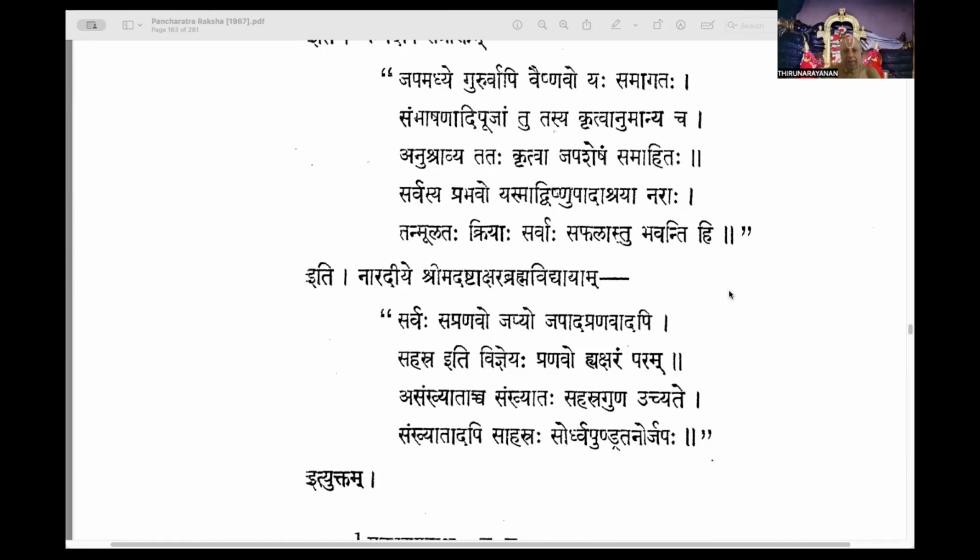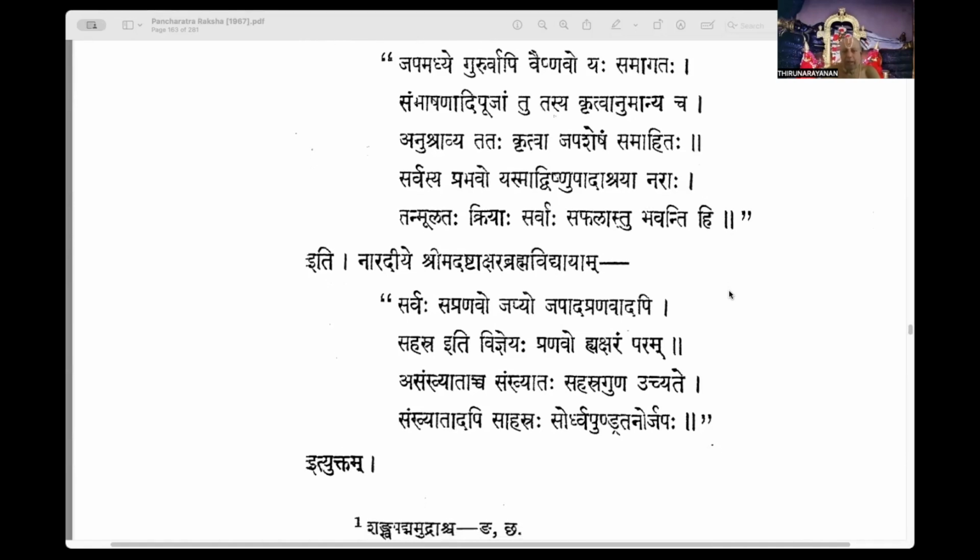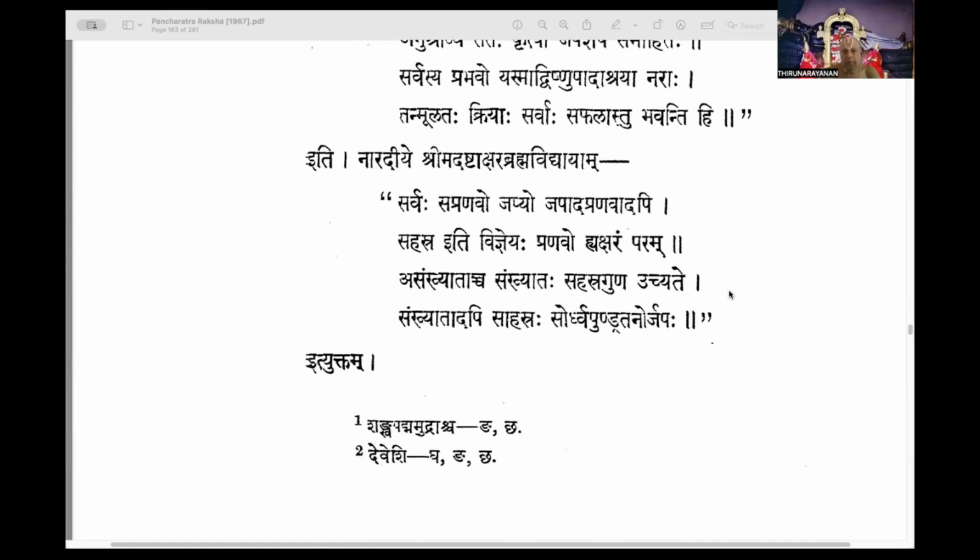Then you say, sarvasya prabhavah yasmat vishnupadashrayah naraha tanmulatah kriya sarva saphalastu bhavanti. So as the Lord Sriman Narayana is the source of all, for example, wealth or everything comes out of him. Therefore, sarvasya prabhavah, he is the source of everything. Yasmat, therefore, naraha, people will be resorting to the divine feet of Vishnu. Vishnupada ashraya. While we all resort to the divine feet of Lord Vishnu, then tanmulataha, from that source, sarvaha kriyaha saphala, all actions will be fruitful, successful.